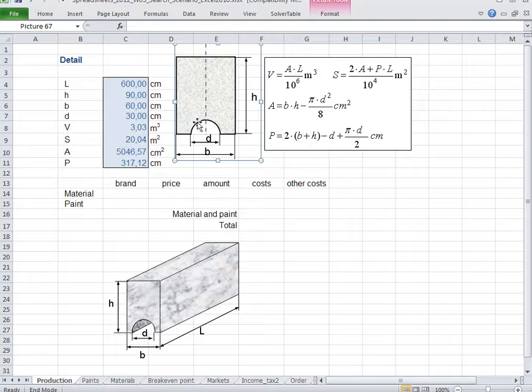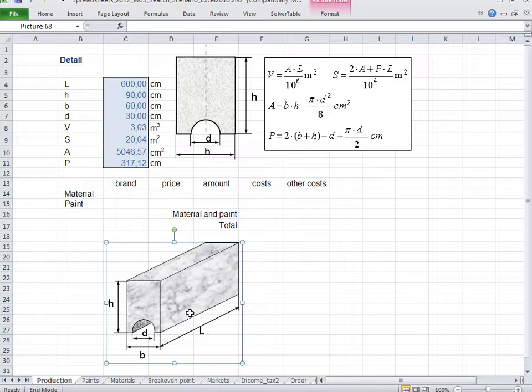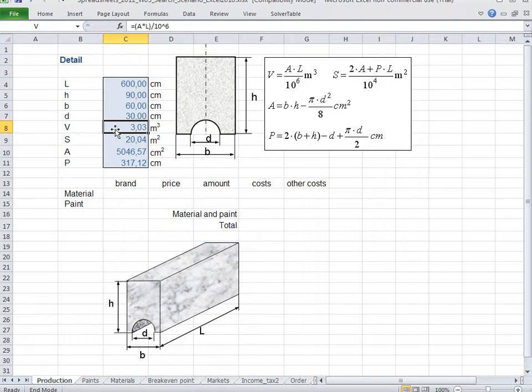And these are really all easy to calculate. When we have the area of the cross section, we're going to multiply it with the depth of the detail, and we get the volume right away.